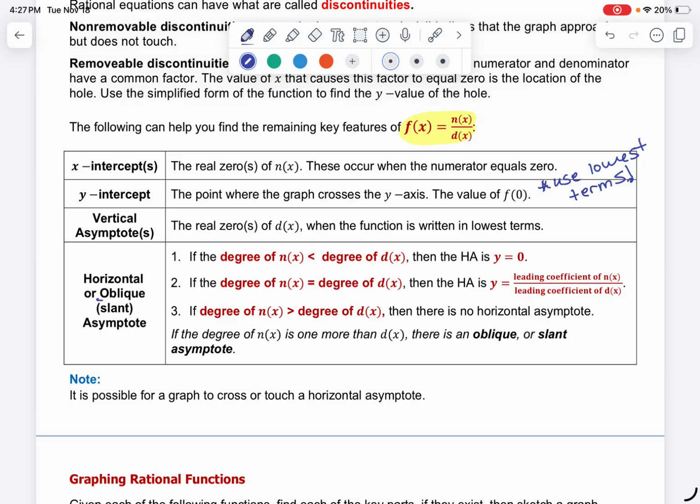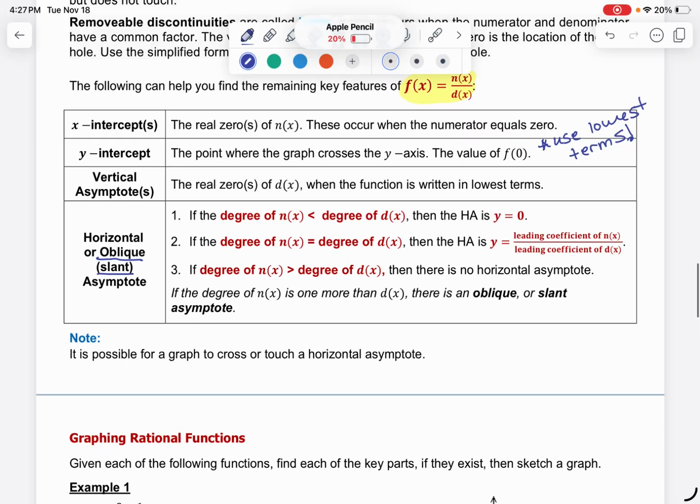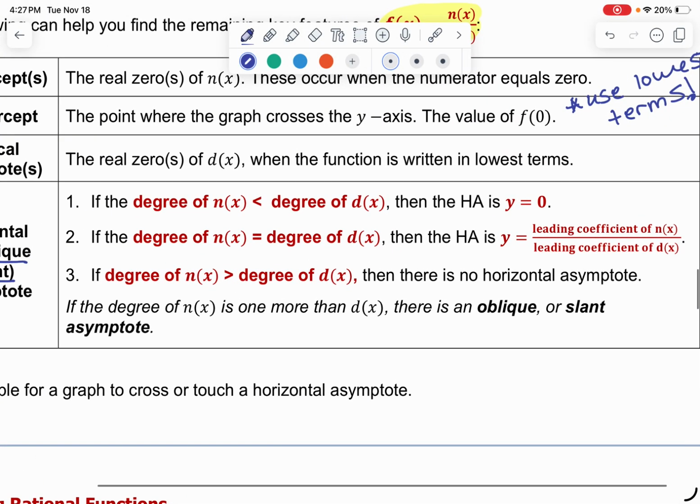We're also going to talk about something called oblique or slant asymptotes, but we'll talk about that later in the unit. Okay, so we talked a little bit about these rules here, but if you need to revisit or study them, here's how we know the horizontal asymptote. So if the degree of the numerator is less than the degree of the denominator, then your horizontal asymptote is y equals 0. Okay, so we kind of think of this as bottom heavy. There's something left on the bottom, y equals 0.